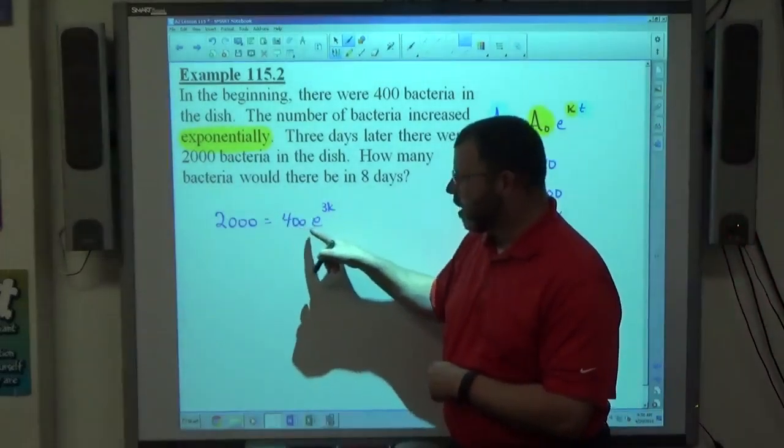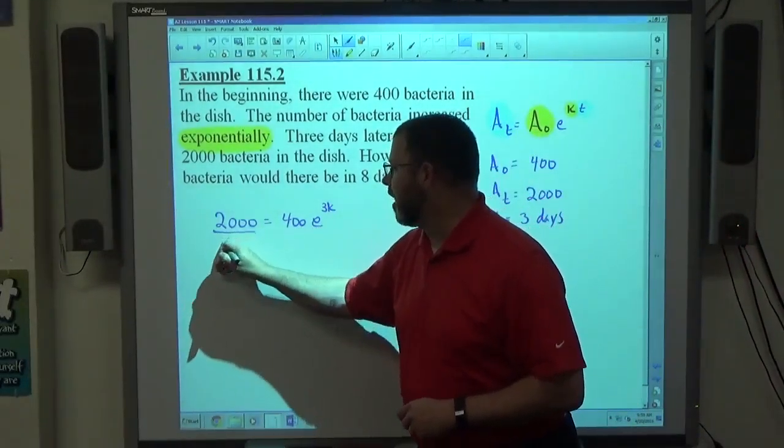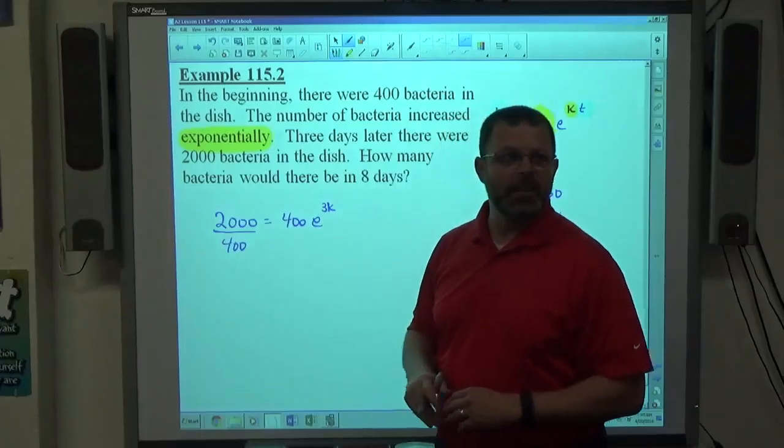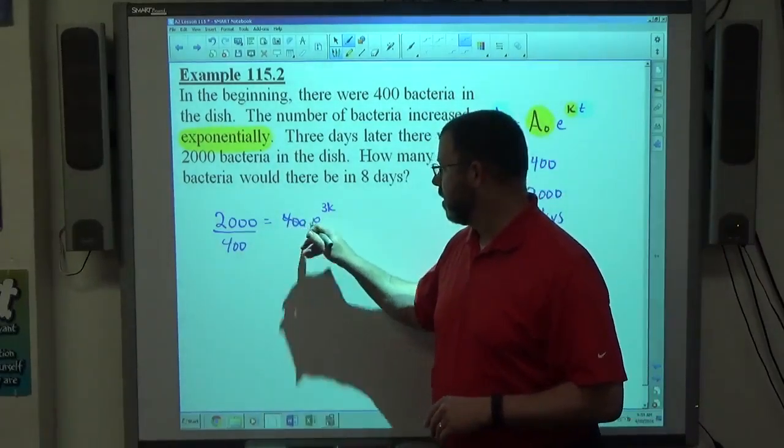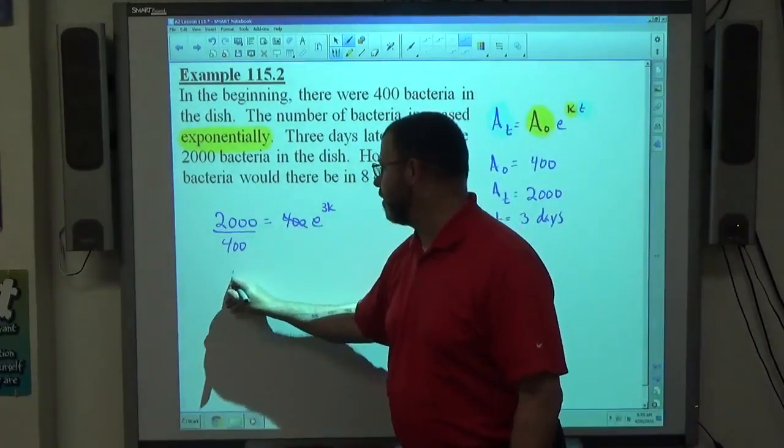So, this number in front here, I don't want that, so I'm going to divide by 400. Even if it doesn't divide nicely, I want to do that. This time it does. 2,000 divided by 400 is 5.